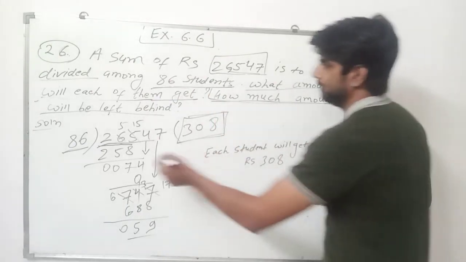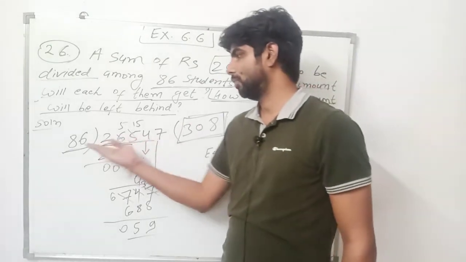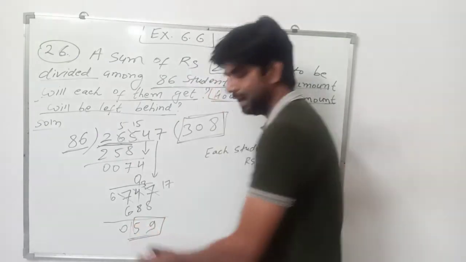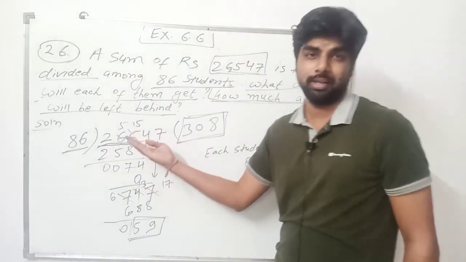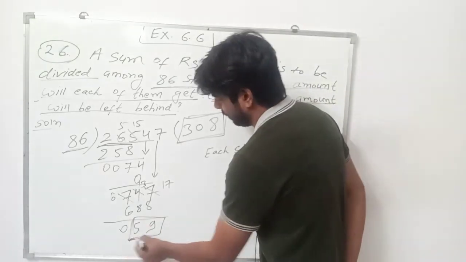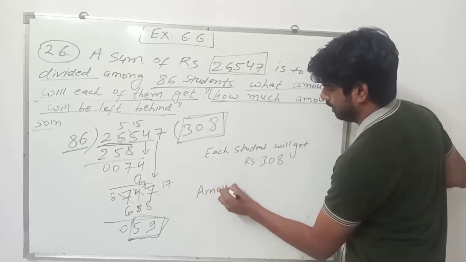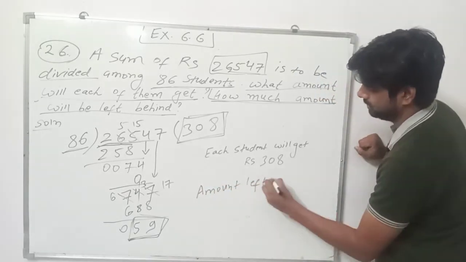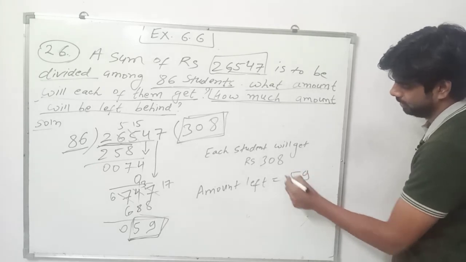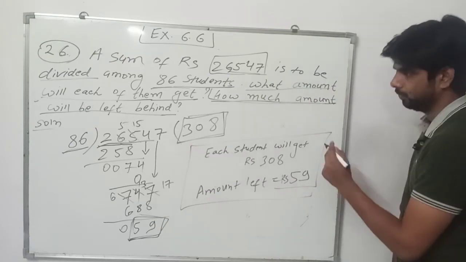And how much amount will be left behind? We know that if we divide this amount by 86, we get the remainder as 59, meaning it is not fully divisible, so after dividing all the money, what will be left? 59 rupees. So amount left is equal to 59 rupees. So this is our full solution.